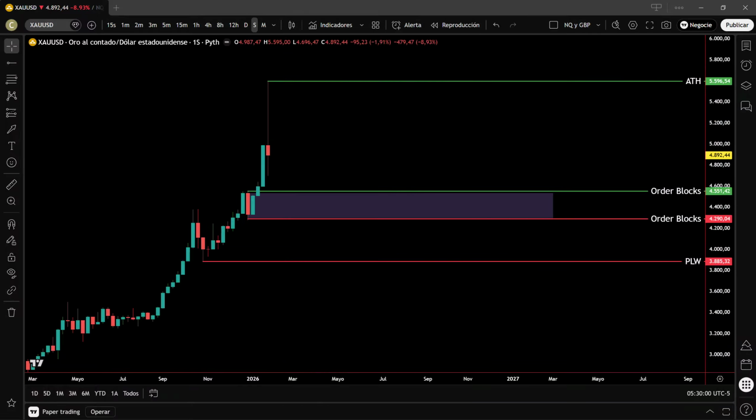We conclude today's analysis with gold, the ultimate safe haven asset, on its weekly chart. XAU/USD shows exceptional strength, operating in price discovery after reaching an impressive ATH at $5,596. It is essential to observe the institutional demand zone highlighted in purple. This weekly order block between $4,290 and $4,551 represents our major safety zone. As long as price remains above the PLW at $3,885, the narrative is one of absolute expansion.